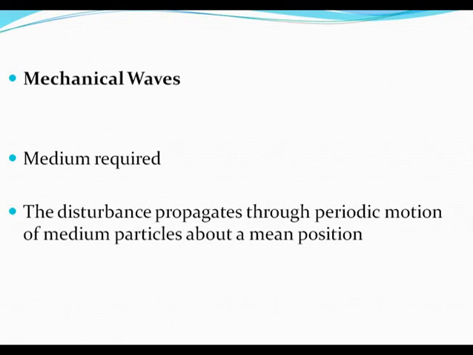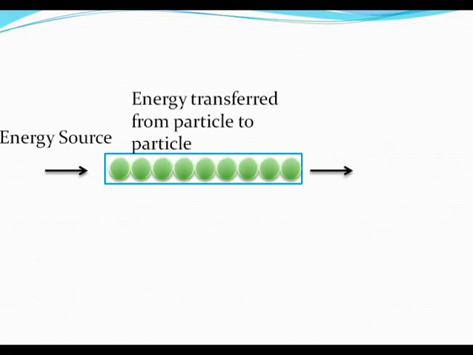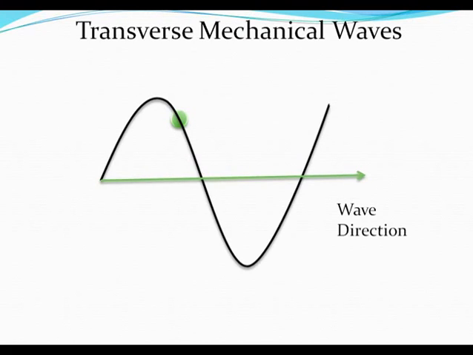The disturbance in case of mechanical waves propagates through periodic motion of medium particles about a mean position. So the medium particles vibrate, and this causes the disturbance to be transferred. So here you can see there's an energy source. This energy source causes the particles of the medium to vibrate, and this transfers the energy from particle to particle. Mechanical waves are of two types: transverse mechanical waves and longitudinal mechanical waves. The difference between them is simple.